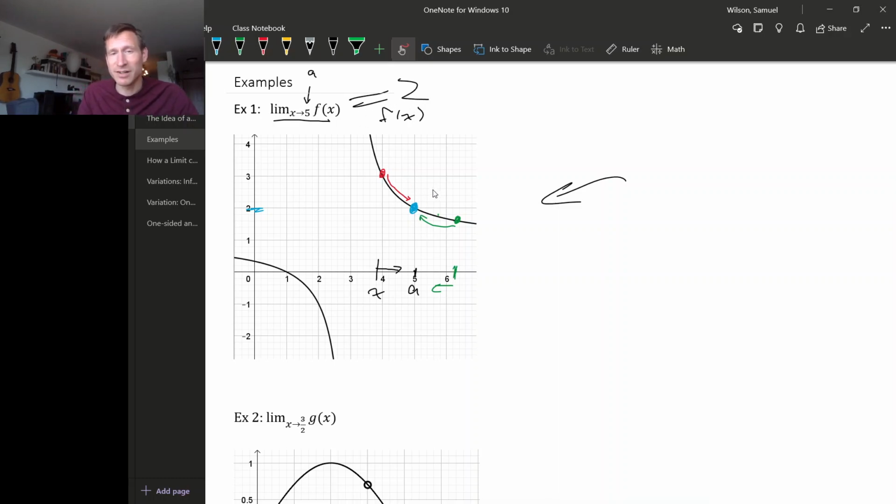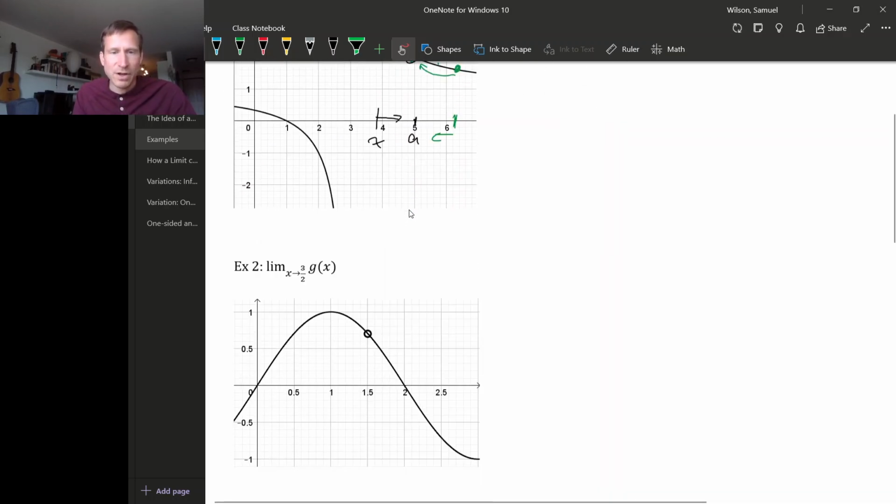In this particular example, 2 also happens to be the value of the function at 5. So for this particular example, what happens at 5 is the same as what happens near 5. But remember, the function doesn't have to be defined at 5 for this limit to be 2. If we punched a hole in the graph here, the limit would still be 2, even though the function would no longer be defined.